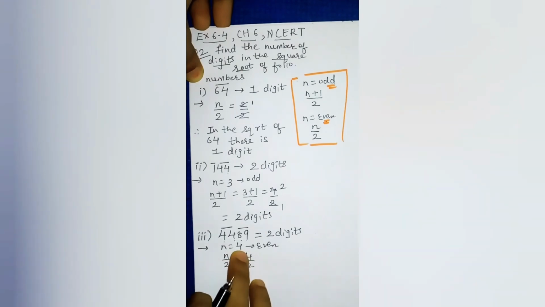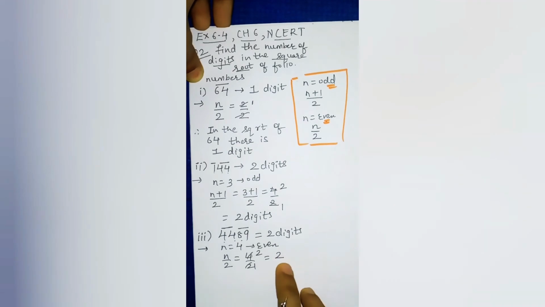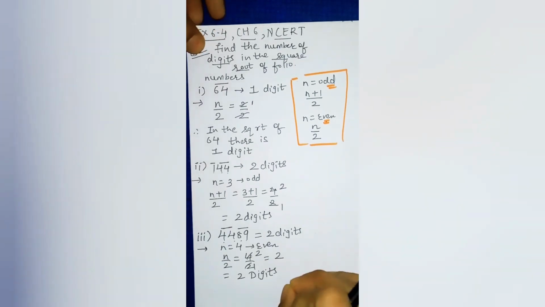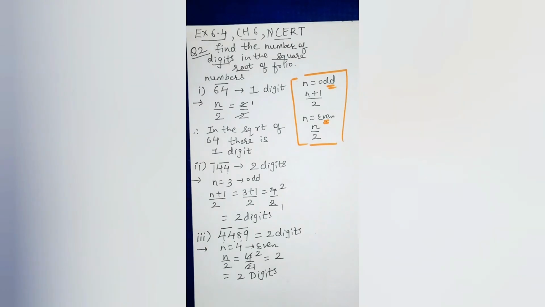So n upon 2 means 4 upon 2. This n, which is 4, just divide it by 2. So 2 ones are 2 and 2 twos are 4, so the answer is 2. So 2 digits are there. How many digits are there? 2 digits are there in the square root of 4489. So this was the third one. Now we will see the fourth question.